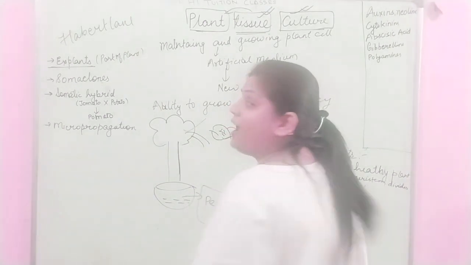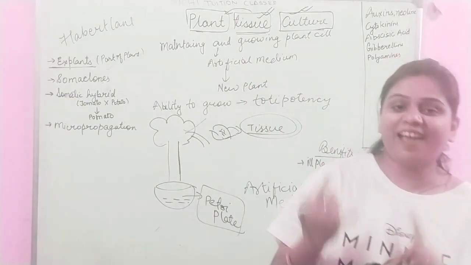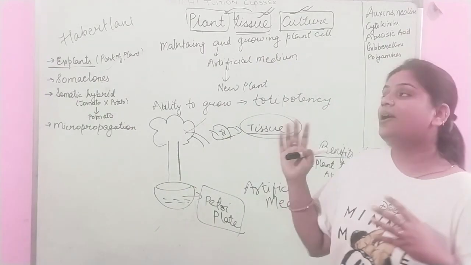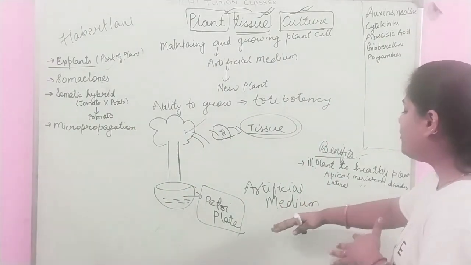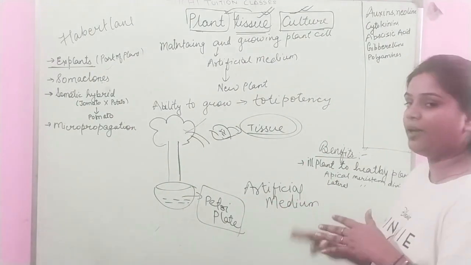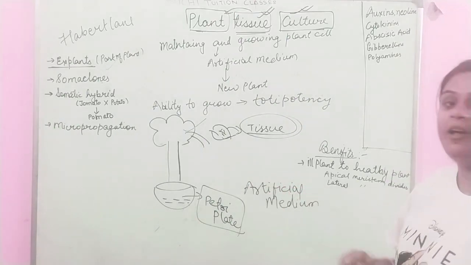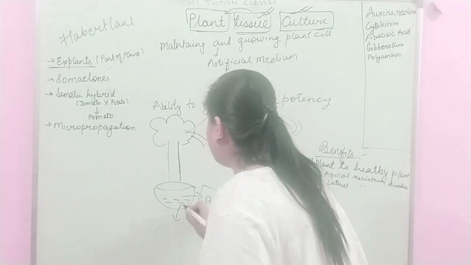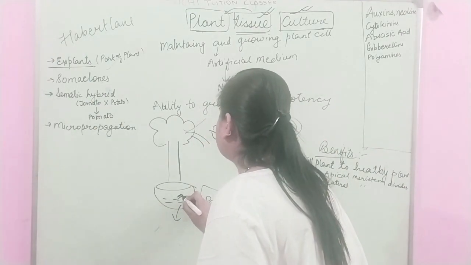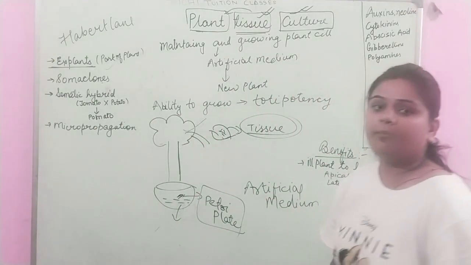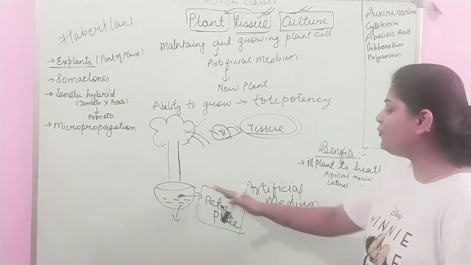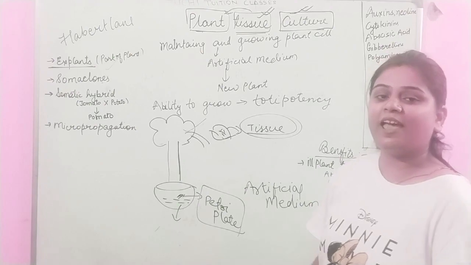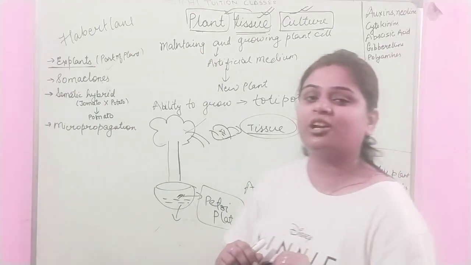And what is that artificial medium? Yes, plants need sunlight, water and minerals for growth. But here we are giving a medium. Medium is food for the plant. So we are giving an artificial medium to this explant. Explant means the part of the plant which is being grown. So we give some artificial medium to grow this explant in an artificial culture.